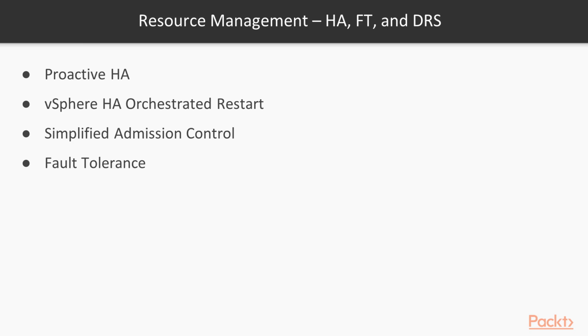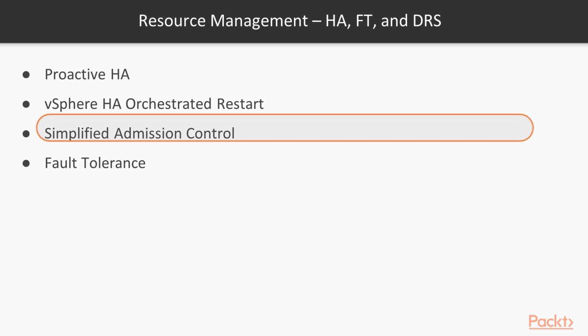And there's a long list up here, but you can see that they're all really important, and I will briefly deal with each and every one of them. So first of all, we start with proactive high availability. So proactive HA works by monitoring the actual hardware.